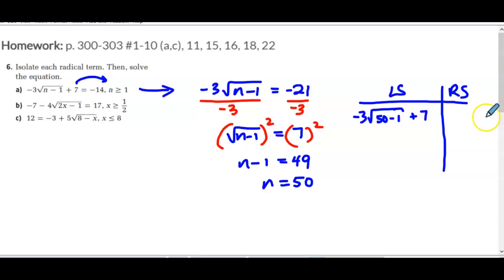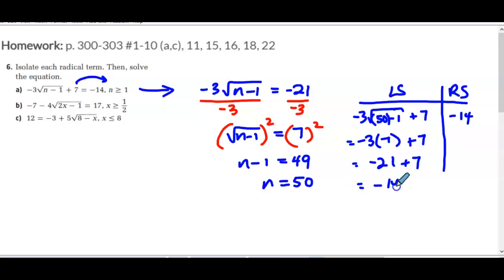So I write out what's on my left side. I substitute in the 50. I like to put brackets around what I substitute in. And then negative 14 is the right side. Then simplify. So that's going to be root of 49, which is 7. And so you notice that I put equal signs here for the left side work. Nothing to do on the right side, and I'm not saying that they're equal because they might not be, but in this case they are. Left side equals right side, so that's our solution, n equals 50.